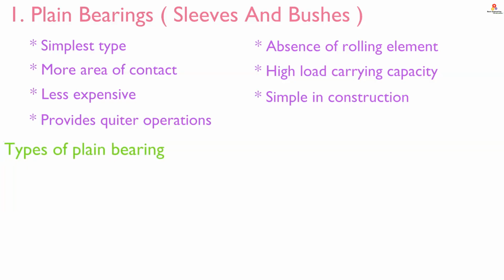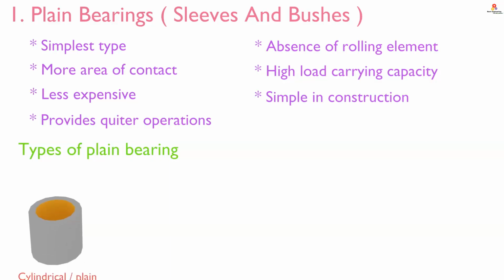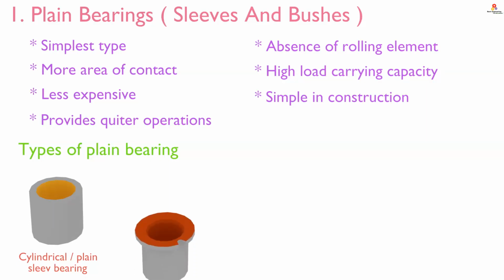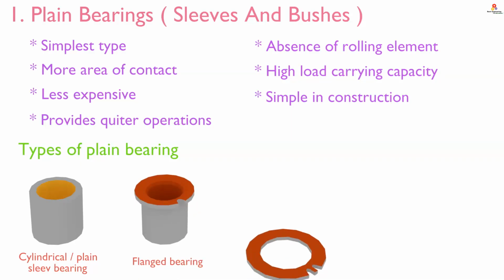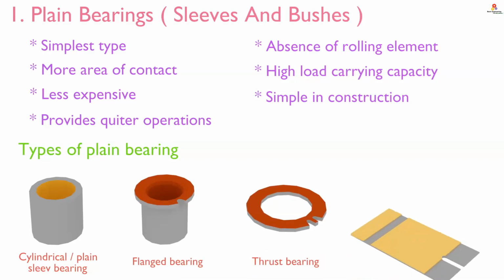Following are the types of plain bearing. First is cylindrical bearing. Second, flanged bearing. Third one, thrust bearing. And fourth one, sliding plates.